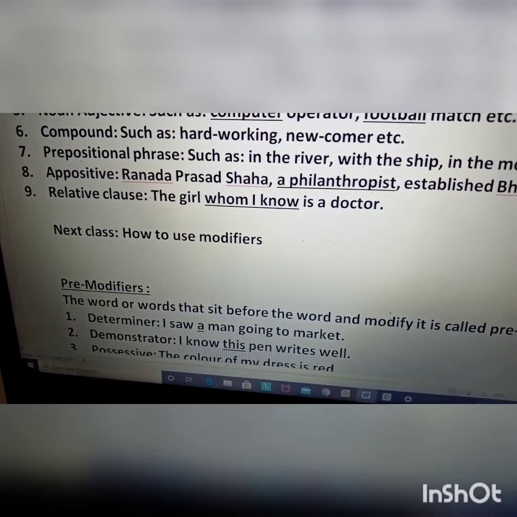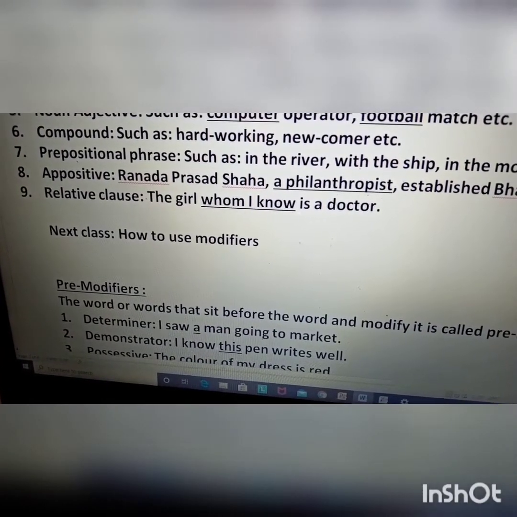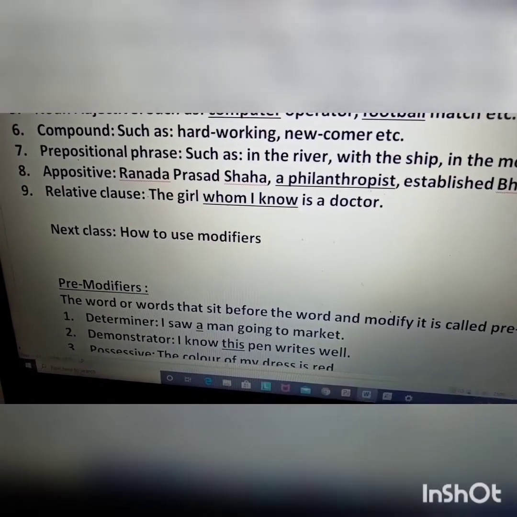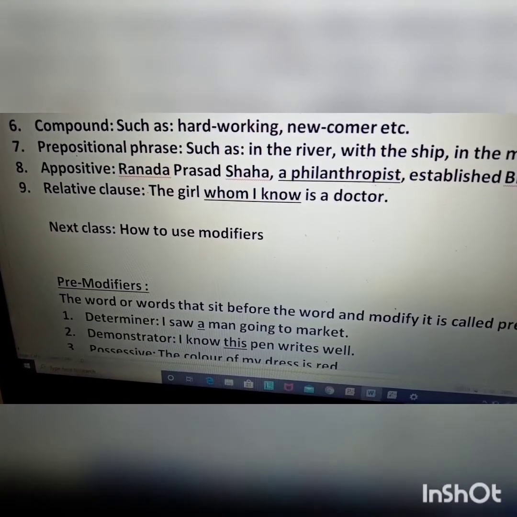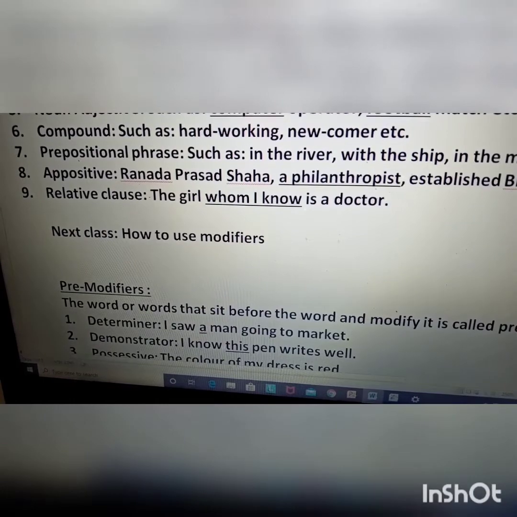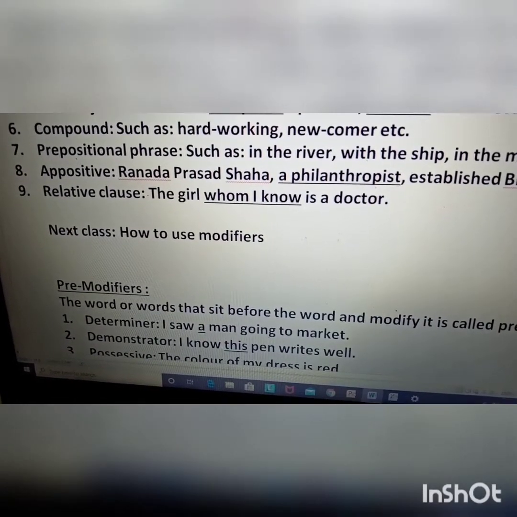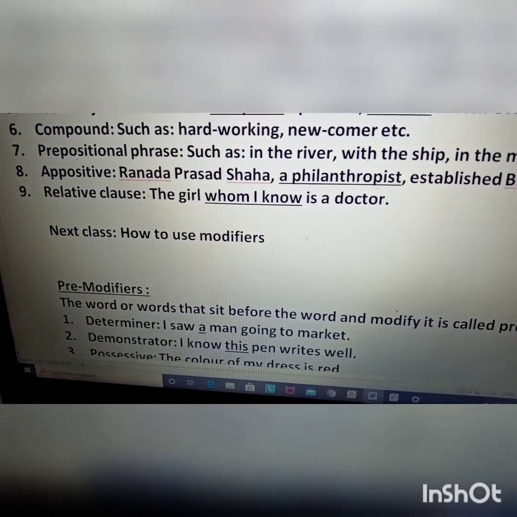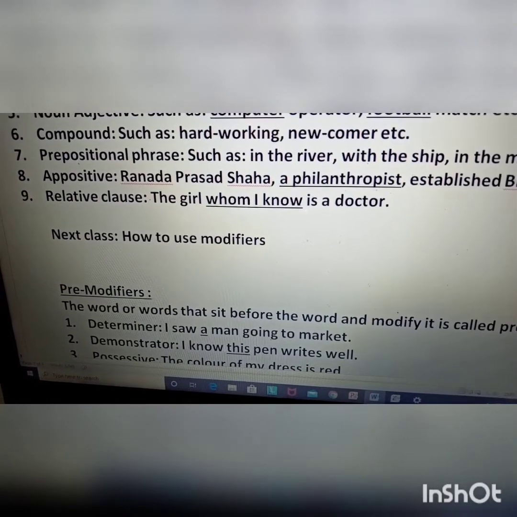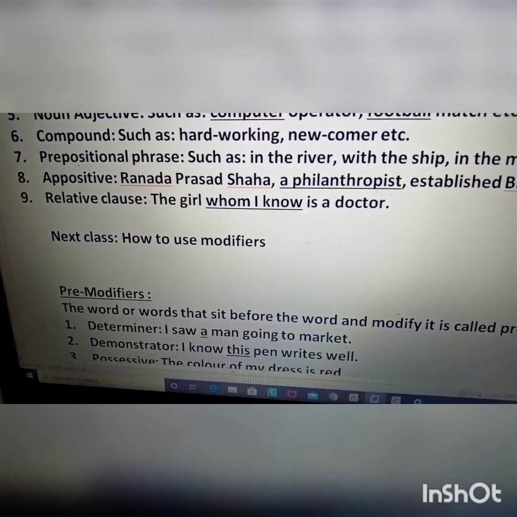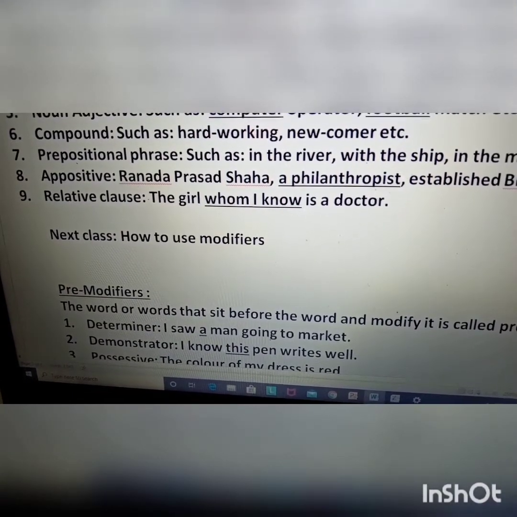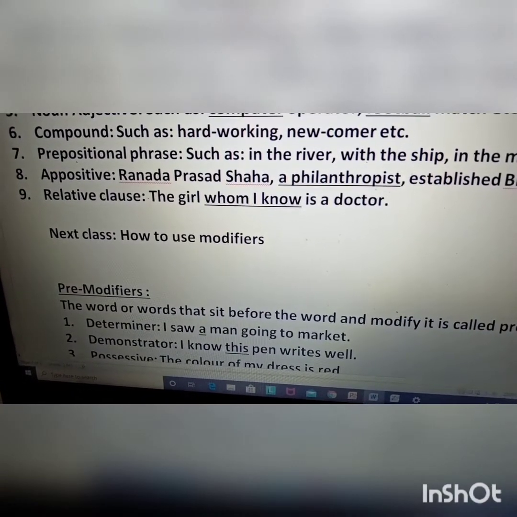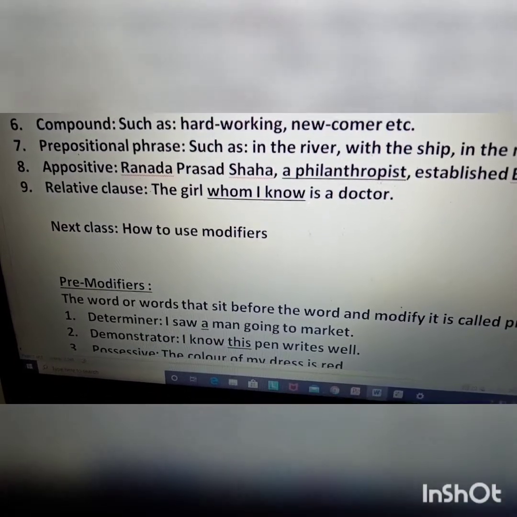Number 6, compound words. If two or more than two words constitute one word, it is called a compound word. Here in the example we can see hard is one word and working is another word. So these two words constitute one word, that means hard working. Another word is newcomer. These are the examples of compound words.